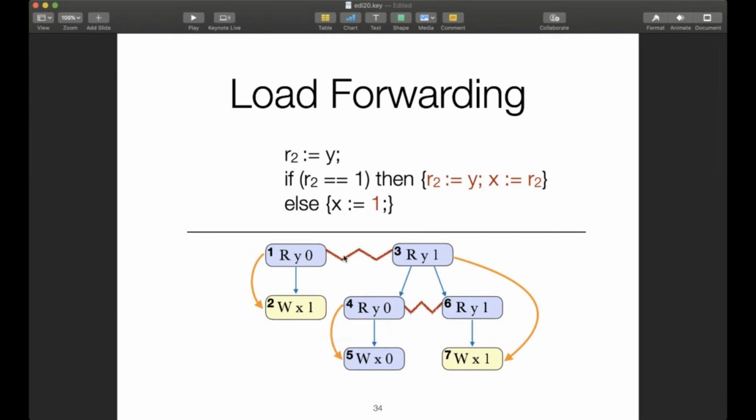Then when we come up to the very top, we check the other possibility for this first load of Y. It could load 0. That will fall through into the else branch with a concrete write of 1 to X. That event is here. When we do this coproduct at the very top, we recognize a symmetry between the two sides. From 1 to 2 we have a dependency, and from 3 to 7 we have a dependency. But these 2 and 7 labels match.